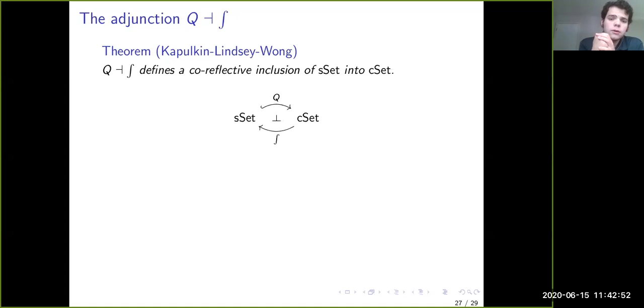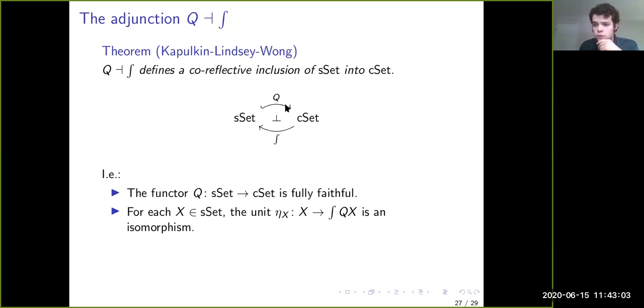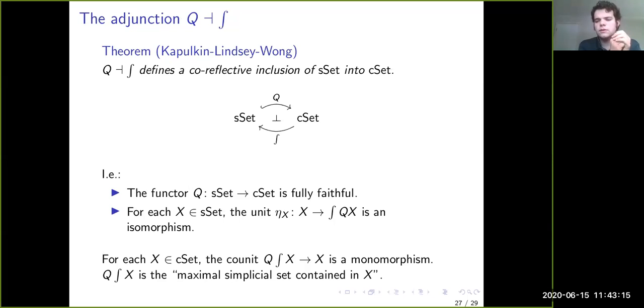And one of the main things that they showed there was that this adjunction defines a co-reflective inclusion of simplicial sets into cubical sets. So what that means precisely is that this left adjoint functor Q is fully faithful, or equivalently, each component of its unit is an isomorphism. Another thing that they show is that the co-unit of this adjunction is a monomorphism. In other words, we can think of Q integral X for any cubical set X as a certain subcomplex of X. And specifically, it's the subcomplex whose n cubes are those which factor through the quotient Qn, which we can think of as sort of the maximal simplicial set contained in the cubical set X.